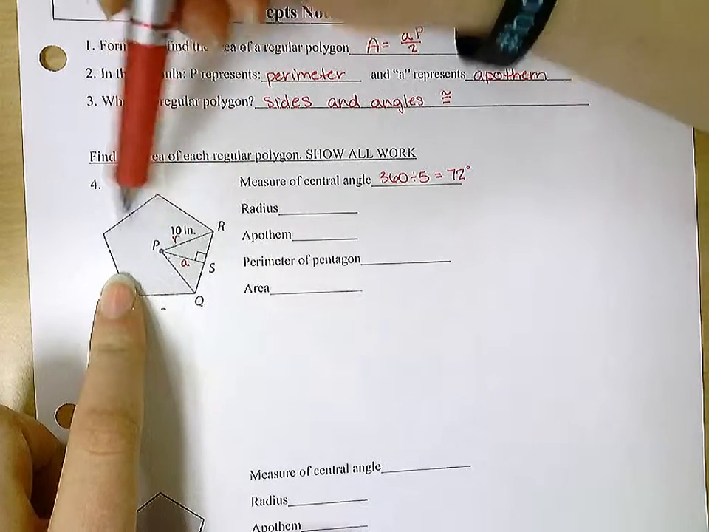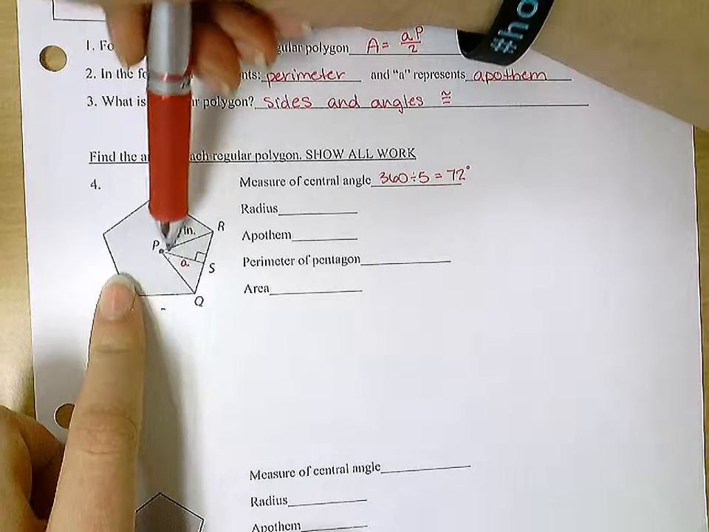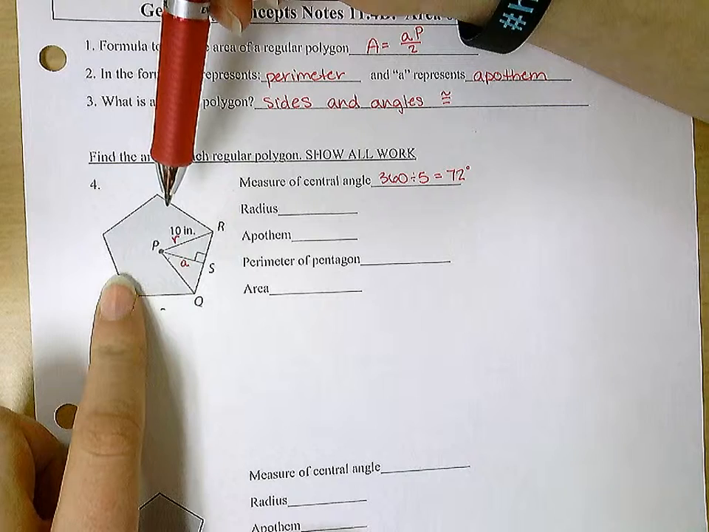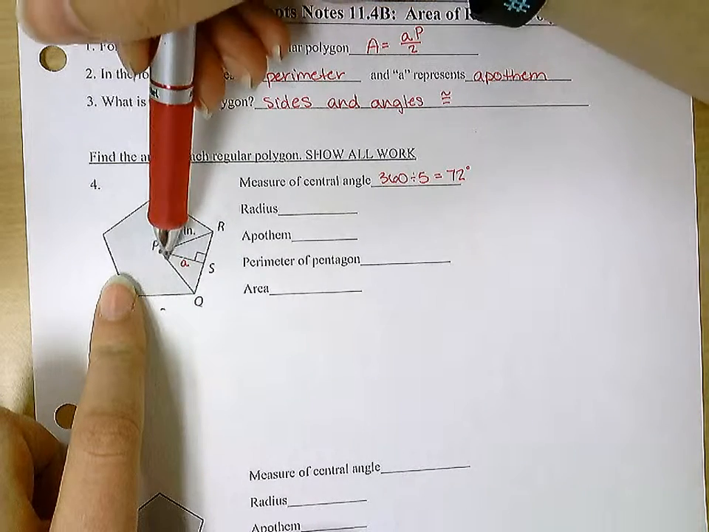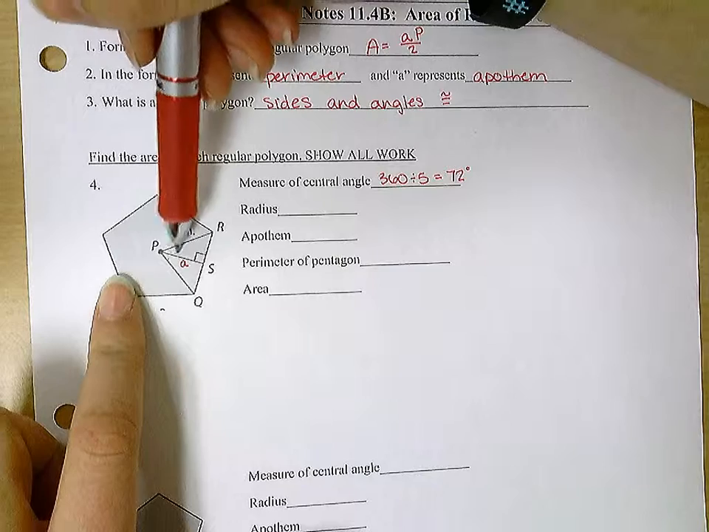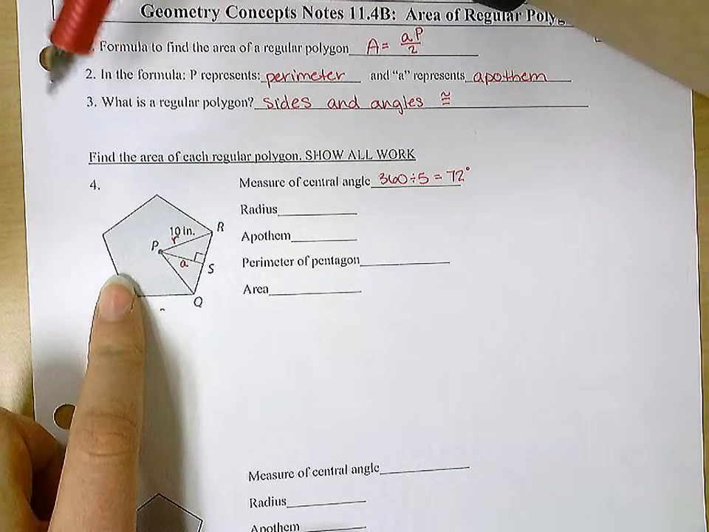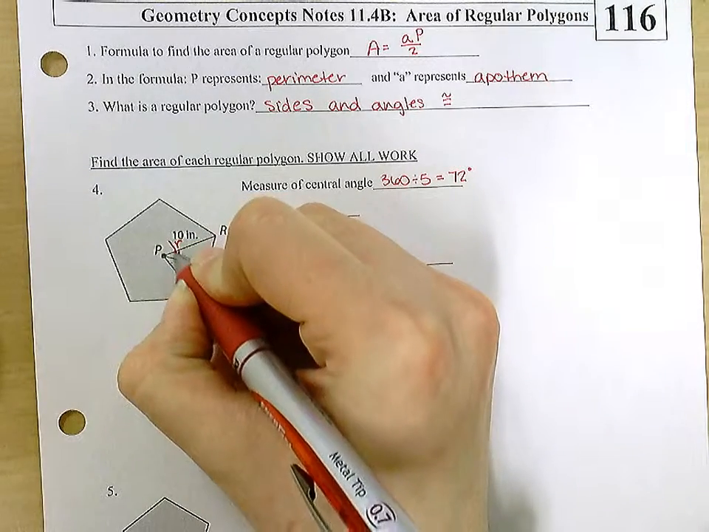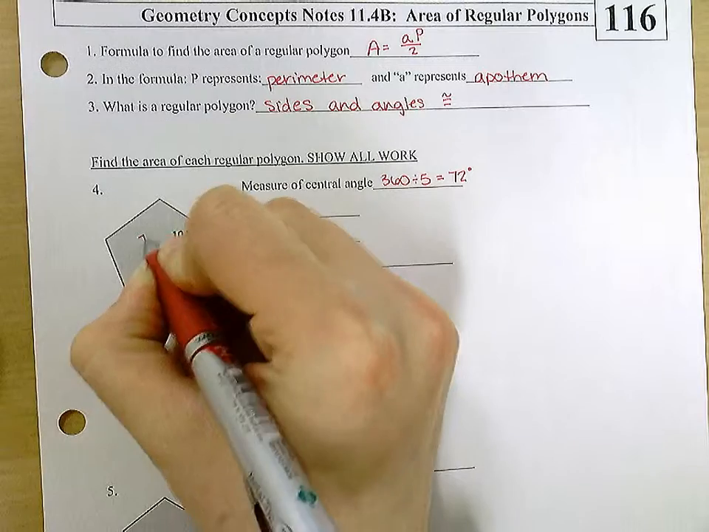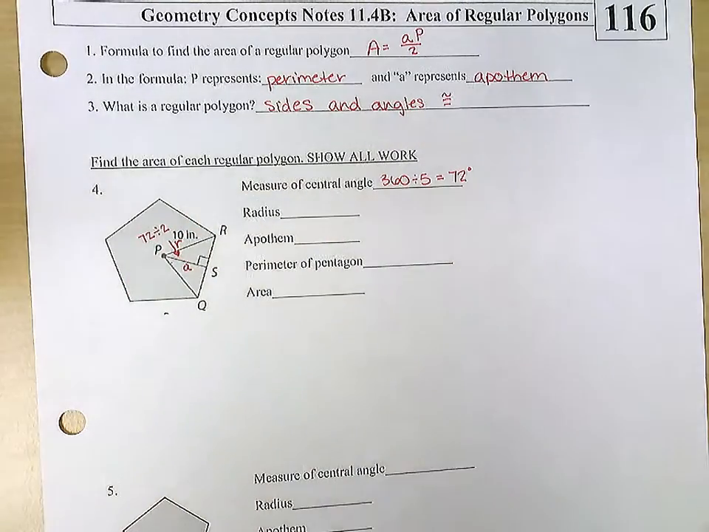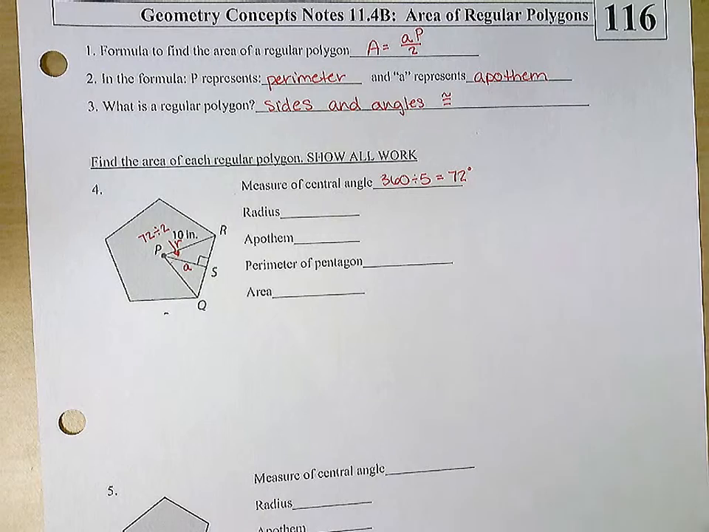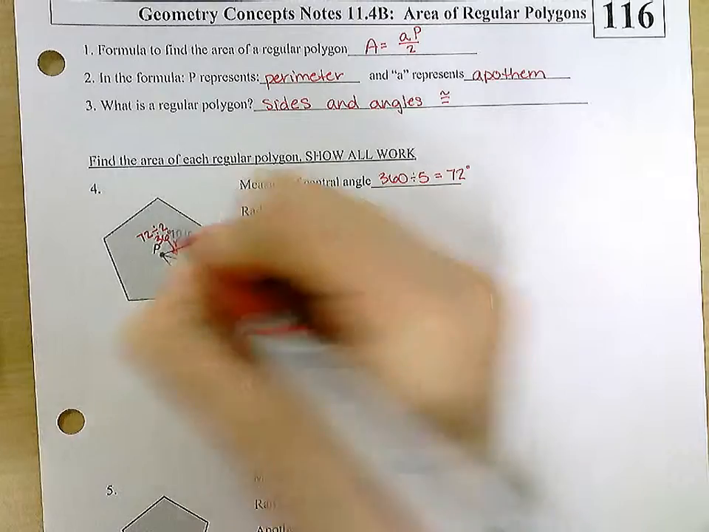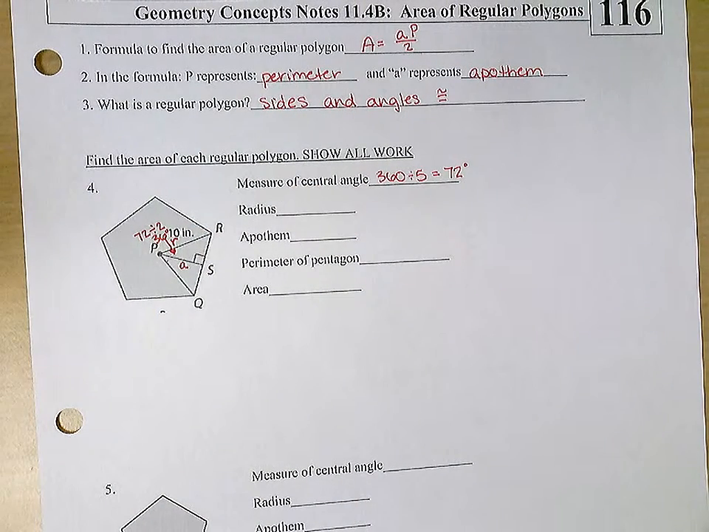So what we really need is this little angle of our right triangle between our radius and apothem. How do we find that angle? Do you remember? This whole thing right here is 72. How do I find this smaller one? Divide it by 2. So this angle right here, we'll take our central angle measure, 72, and divide it by 2. It is 36. So that angle measure is 36.